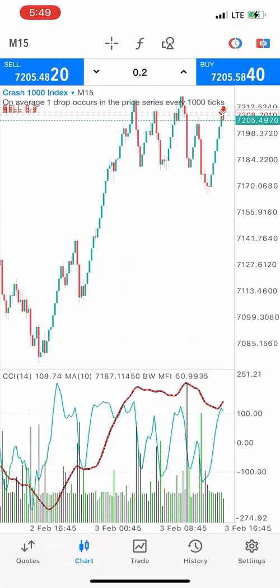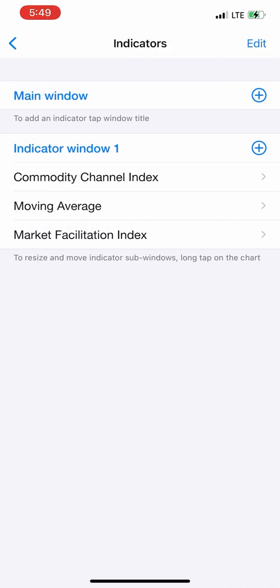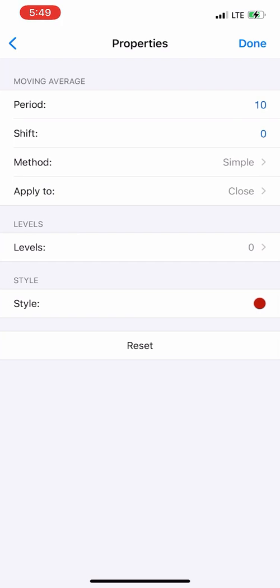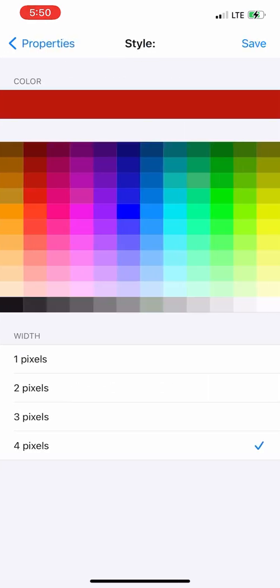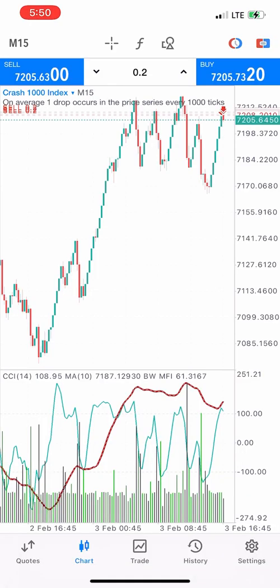The next indicator which we'll be using, you can see, guys, is still coming down. The next indicator is the Moving Average, which is period 10. You put it on shift 0, method simple, apply to close, levels 0. The style is red, use color red for the pixel. Then you click done.